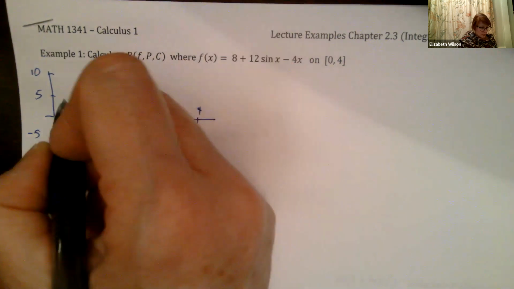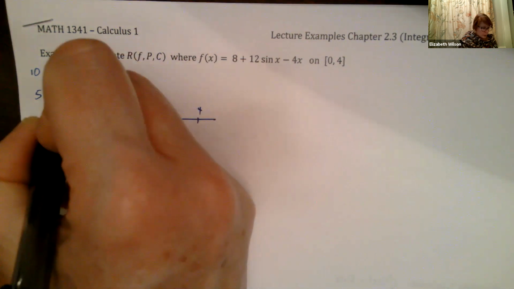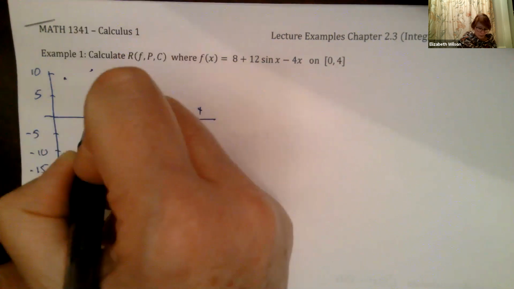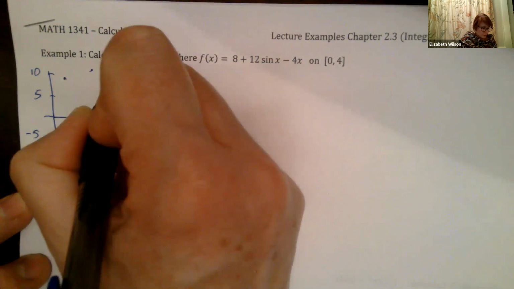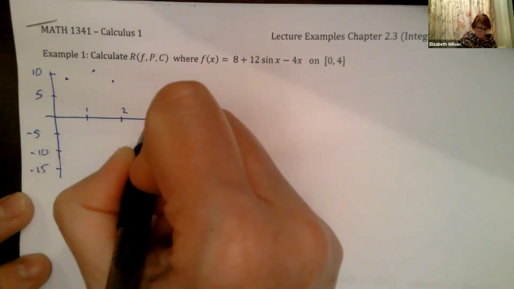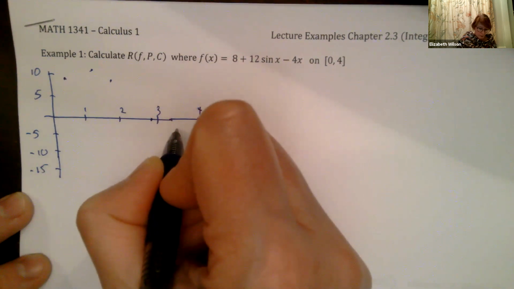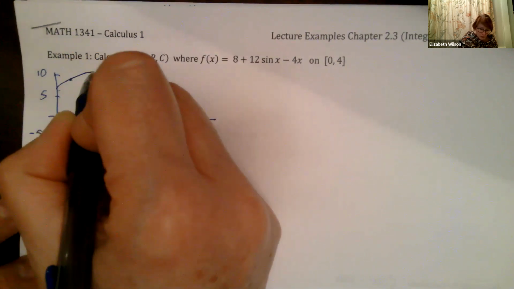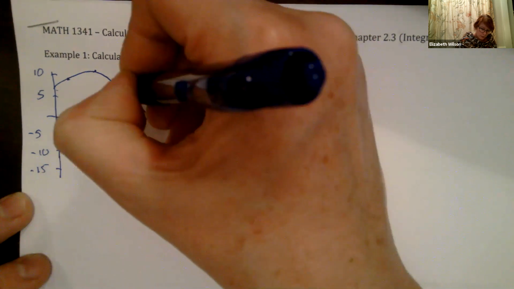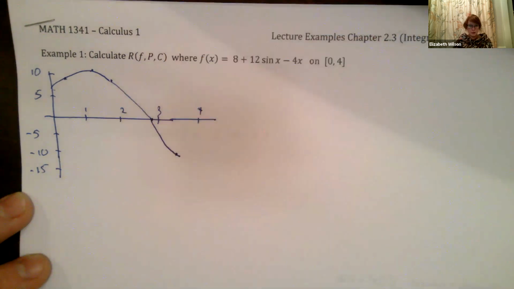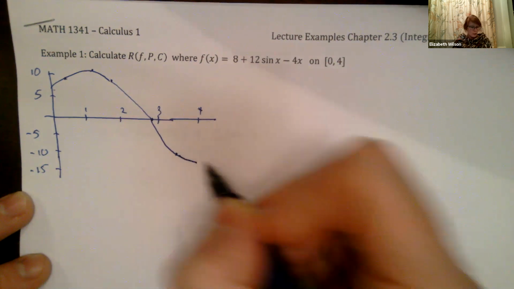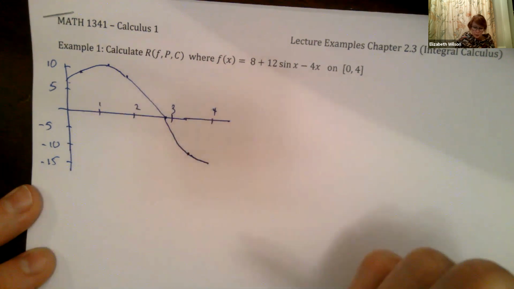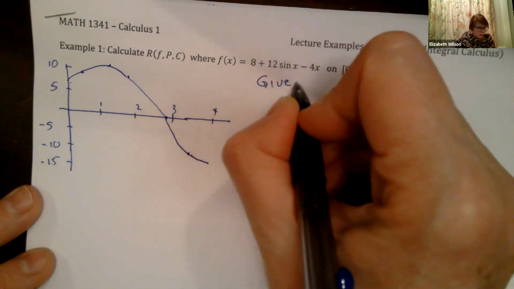And let me see if I can get this right. Okay, so let me graph this out. It looks like... Yeah, so this is what we're dealing with here. Okay, so we're going to be able to find the area from 0 to 4. So we're given, I didn't write this down, but we're given different values.